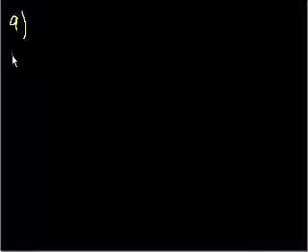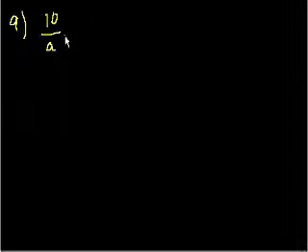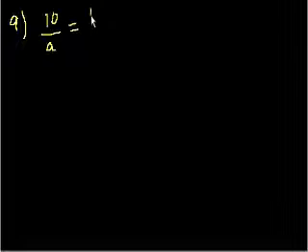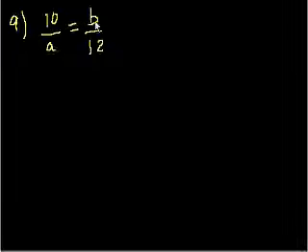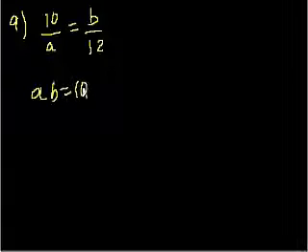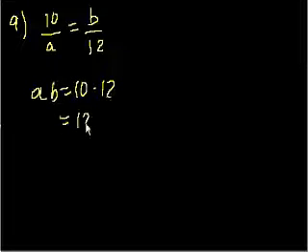Problem number 9. If 10 over A is equal to B over 12, what is the value of AB? So this is just straight cross multiplication. A times B is equal to 10 times 12. So AB is equal to 10 times 12, which equals 120. We are done. 120 is our answer.